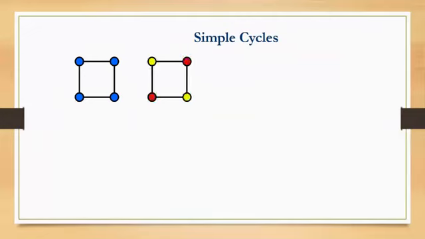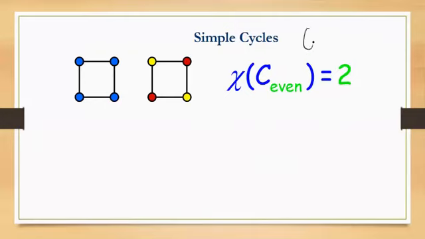If we have a simple cycle, the chromatic number will be 2 if the number of vertices is even. That is, we don't have multiple edges or loops. In that case, for simple cycles, if we have 4 vertices, C4, the chromatic number will be 2. What about C5 then? Let's check.